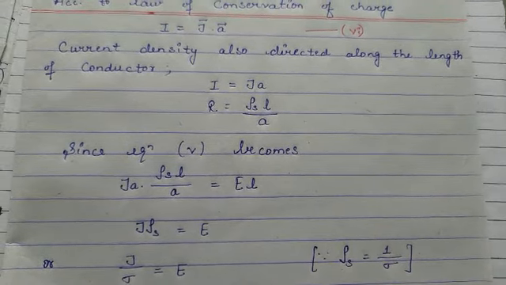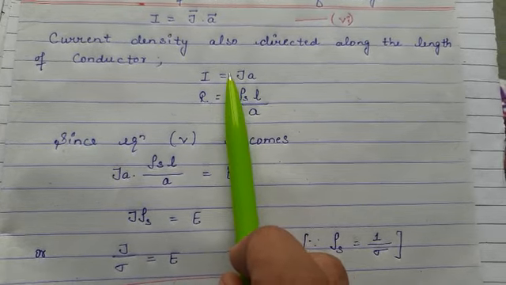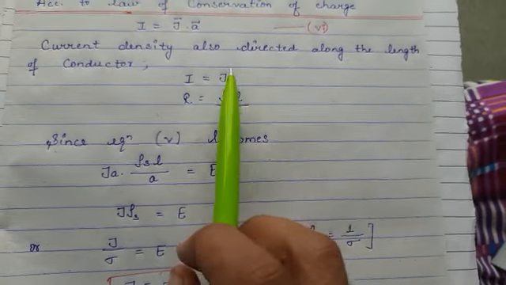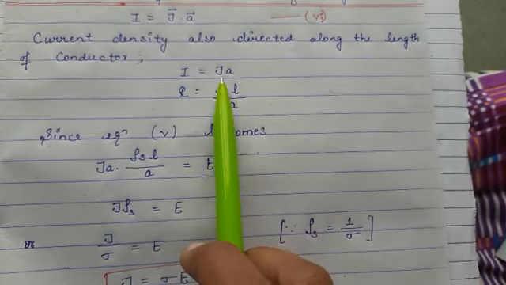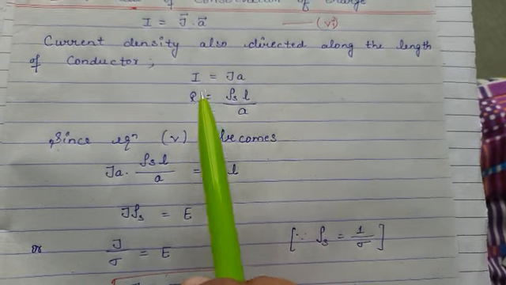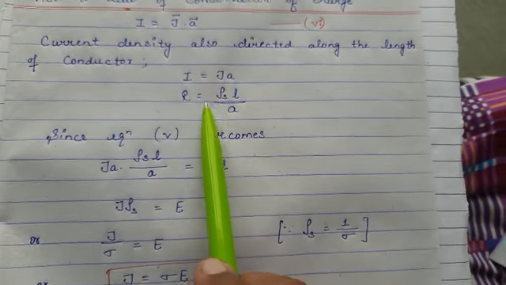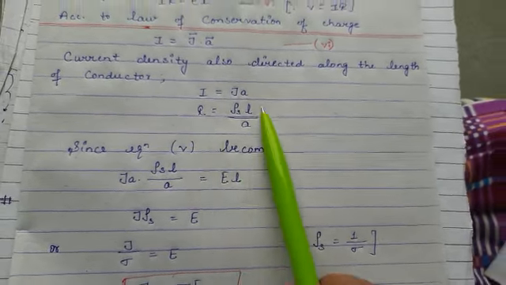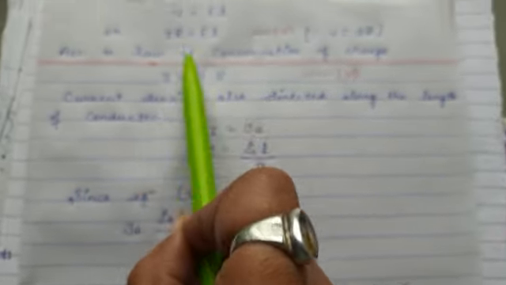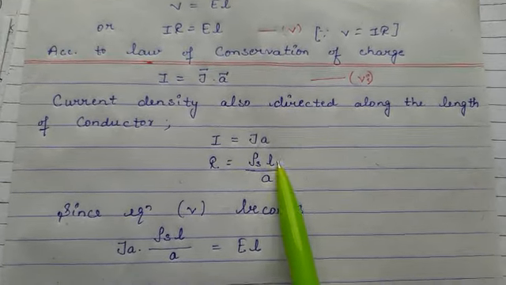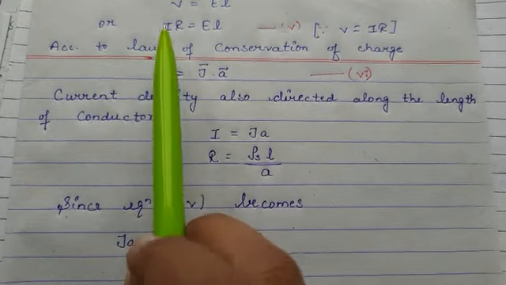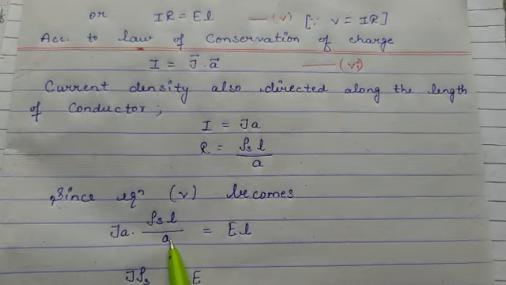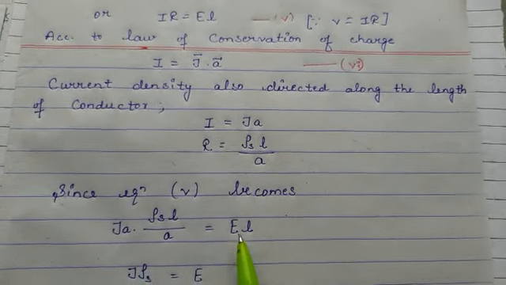So current density is also directed along the length of the conductor, because the electric field in the conductor is uniform and directed along its length. Therefore I is equal to J into A, and R is equal to rho L over A. Now I am putting these two values in equation 5. So I is equal to J into A, writing here the value of R, is equal to E L from equation 5.